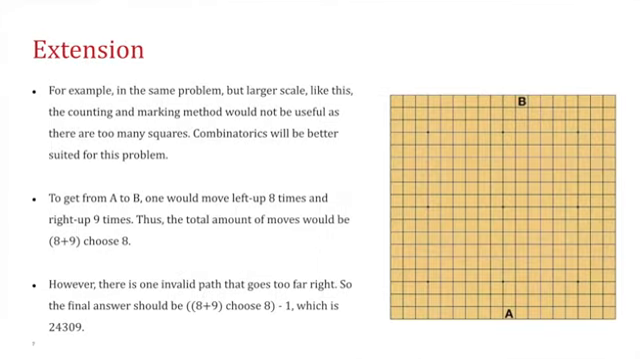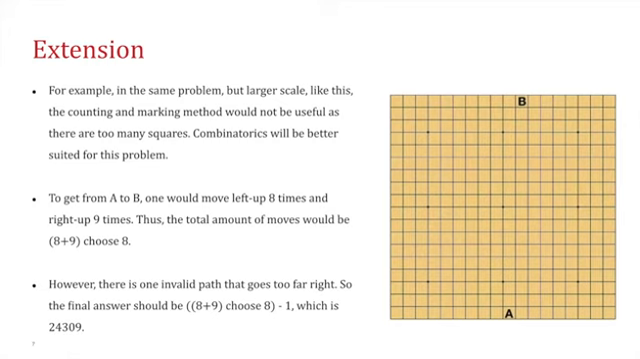This is an extension, the same problem, but on a larger scale. In this situation, the counting and marking method would not be useful, since the board is too big and the numbers get too large. Combinatorics will be better suited for this problem. To get from A to B, one would move left up 8 times and right up 9 times. Thus, the total amount of paths would be 8 plus 9, choose 8.